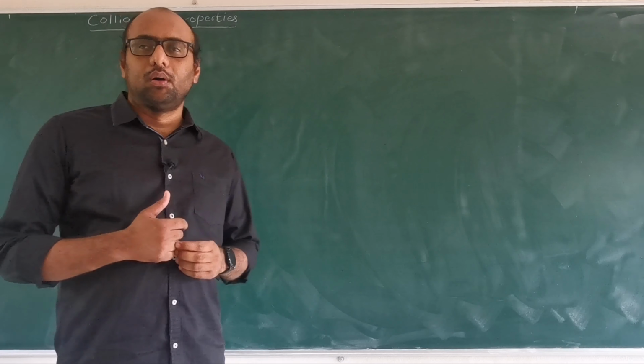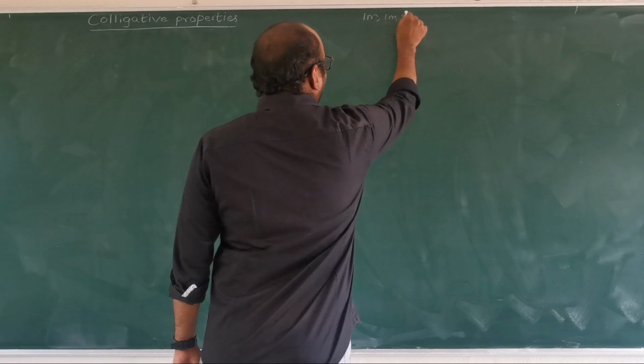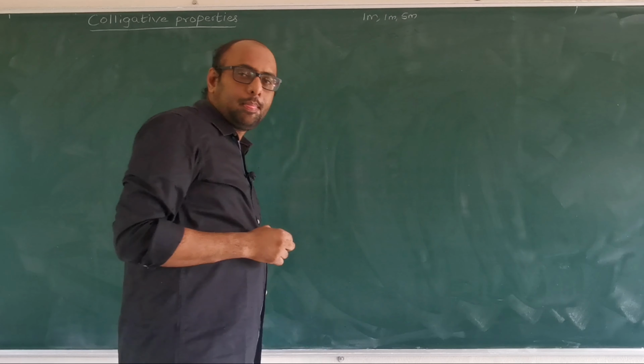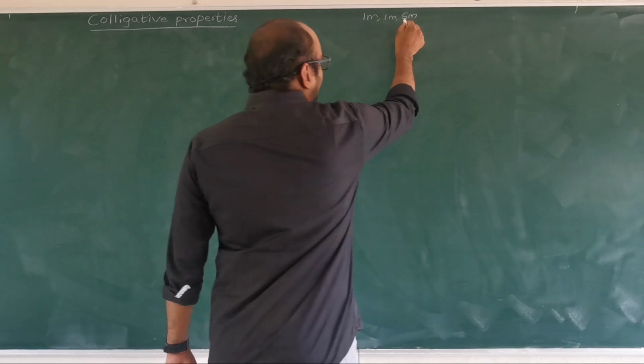Now moving forward with a very important topic of this chapter, that is colligative properties. There are mainly four colligative properties which you will be studying. Previously I told you that this chapter contains two 1-mark questions and one 5-mark question. Out of this 5 marks, it will be divided into 2 plus 3. I have told you that this 3 marks question will be a numerical problem.